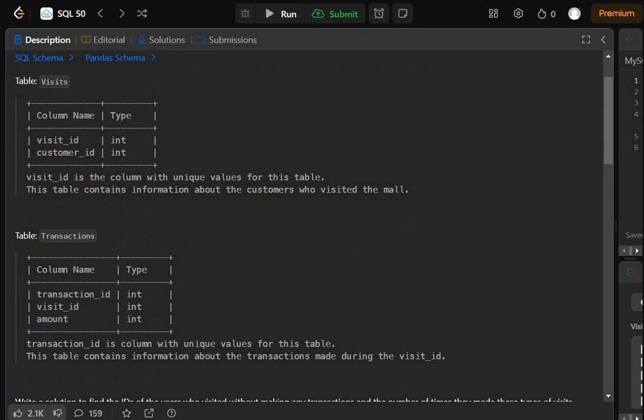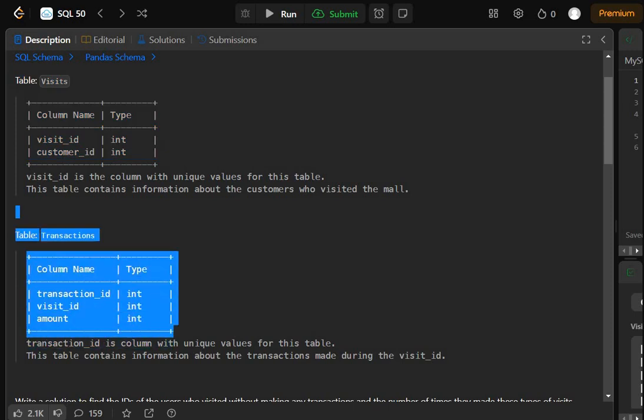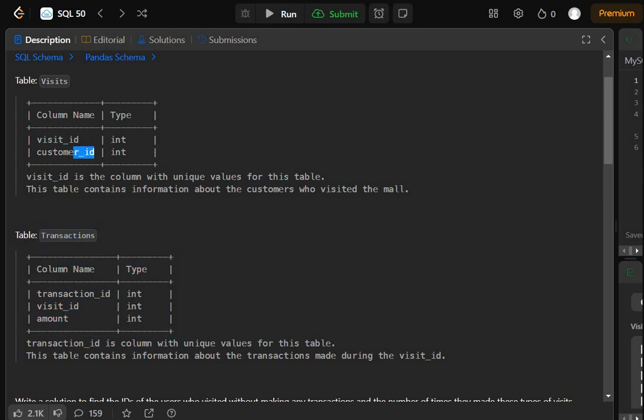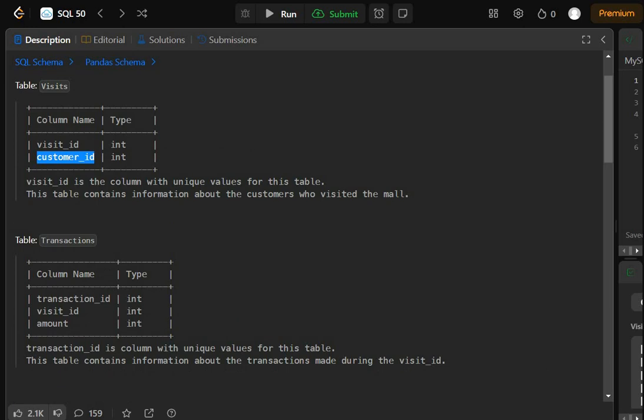Okay, so let's start. Let's jump to the question. Here we have a table visits, and another table is transactions. In this visits table, we have two columns, visit ID and customer ID. Visit ID is the column with the unique value, which is our primary key. The visits table contains the information about who visited the mall, but it does not say whether the customer has done some transactions or not.